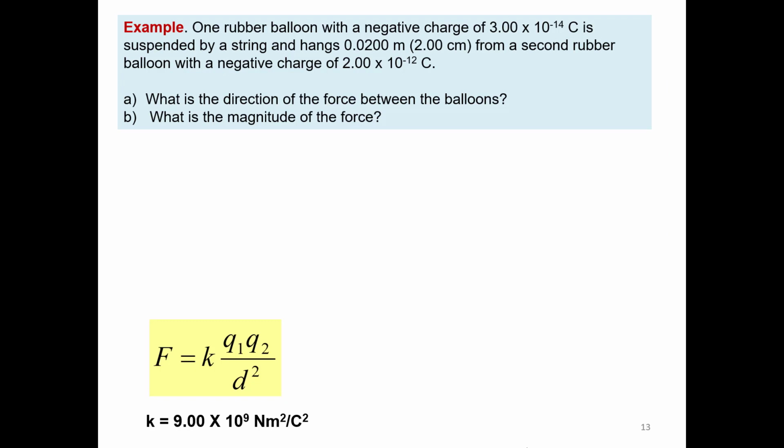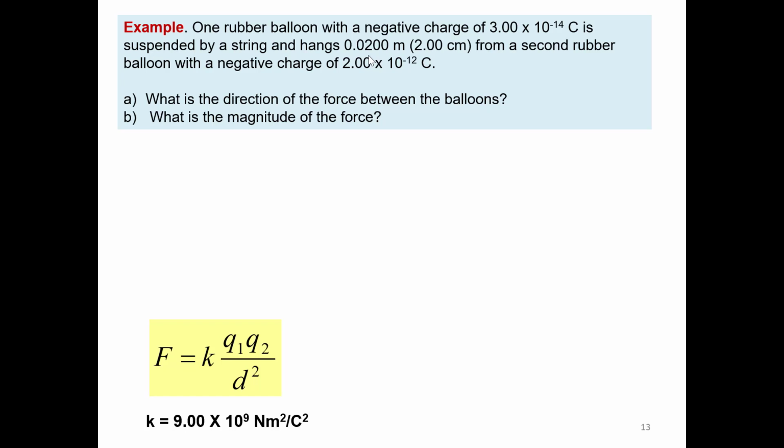In this example, we want to calculate the magnitude of the electrical force between one rubber balloon, which has a negative charge equal to 3.00 times 10 to the power minus 14 coulomb, and another balloon which has a negative charge of 2.00 times 10 to the power minus 12 coulomb. The distance between these two balloons is 0.0200 meters, which means 2 centimeters.